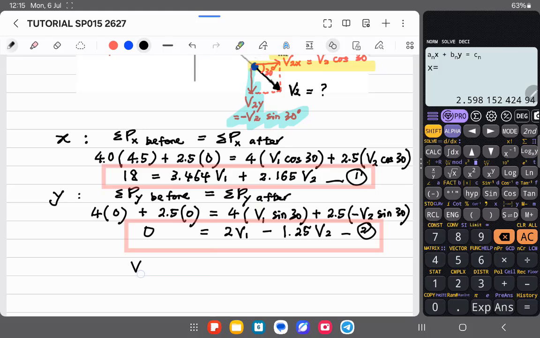So the first unknown, V1, will be 2.598, I round it off, 2.60 meter per second. And the second unknown, V2, will be 4.156, I round off, I will get 4.16 meter per second. Then I have obtained the speed for the first ball and the second ball after collision.